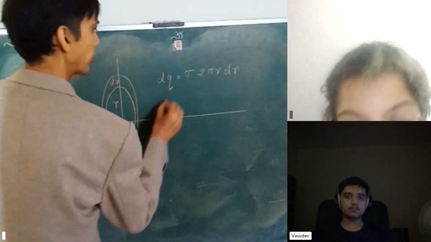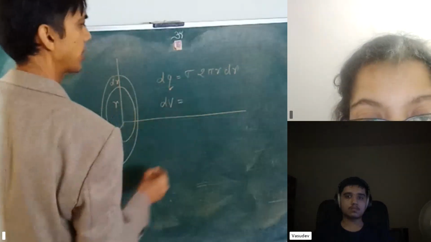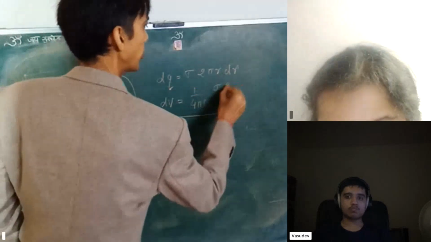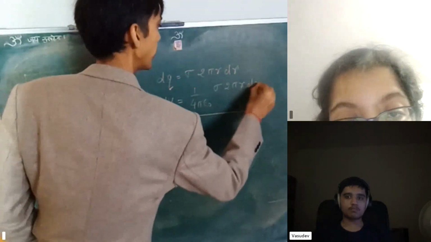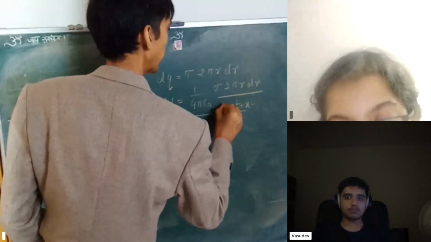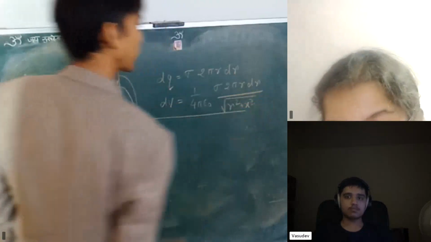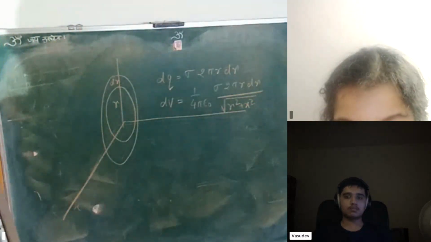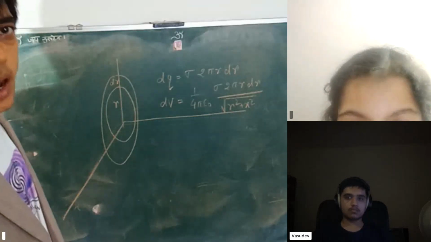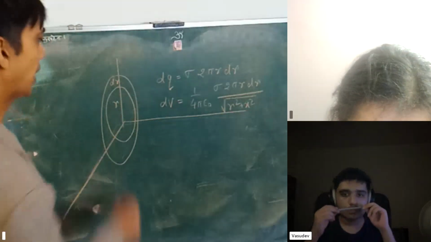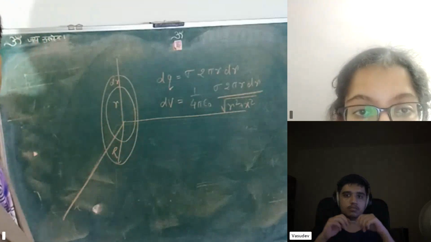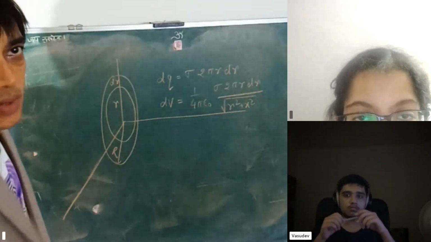Then we have to calculate the small potential that will generate. The potential that will generate is an obvious 1 by 4 pi epsilon naught, sigma 2 pi r dr divided by square root of r square plus x square. Do check in class. X is the same, the point remains. R has changed, small r. Capital R is the radius of the disk.